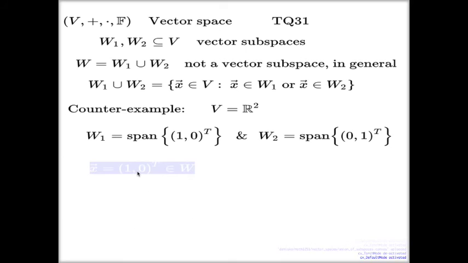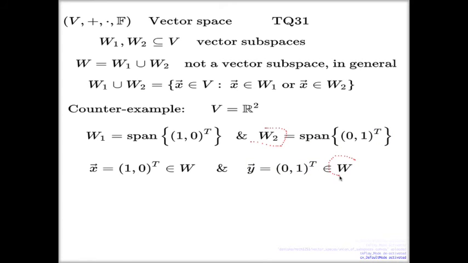Here we go, look at this. If I take the x vector, 1, 0, it is in the W1, because it's in a span of 1, 0, and by implication it is in a W, because W is a union. It's the vectors which either belong W1 or W2. If I take y vector 0, 1, it is in W2, and by implication it is in W. On the other hand, if I add them, the result will be 1, 1. And the vector 1, 1 is not in W1 because you cannot possibly reproduce this vector as a span of 1, 0.